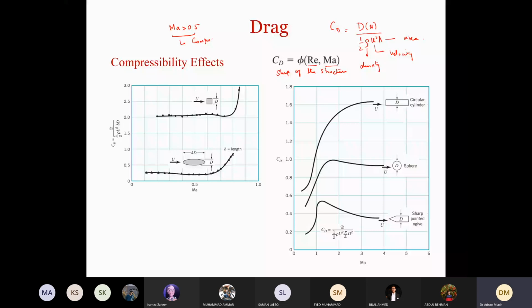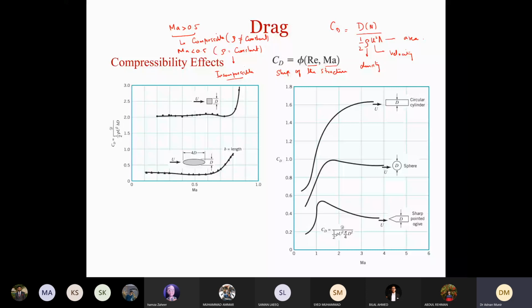In compressible flow, the density no longer remains constant. When Mach number is less than 0.5, we can assume that density is constant and the flow is called incompressible flow. Incompressible flow means it cannot be compressed. That means density is constant, right?